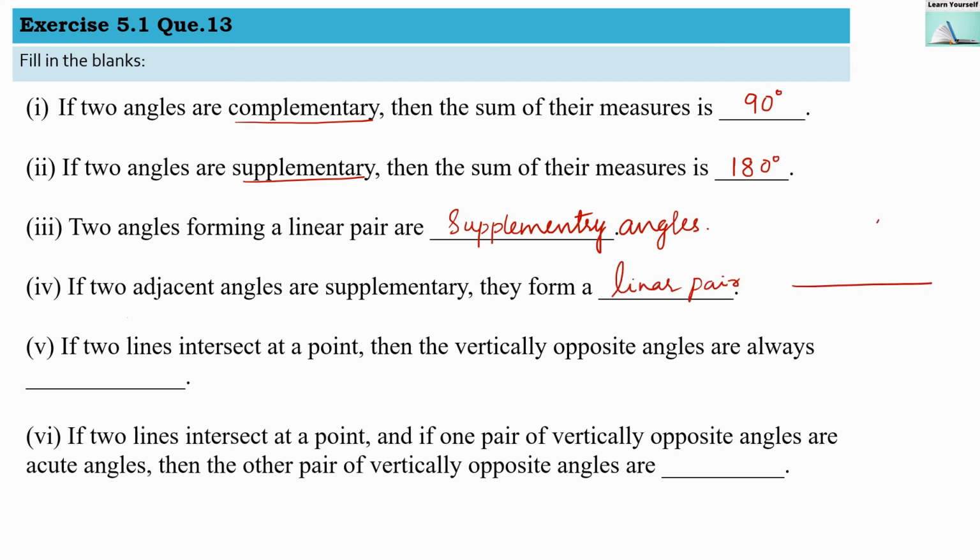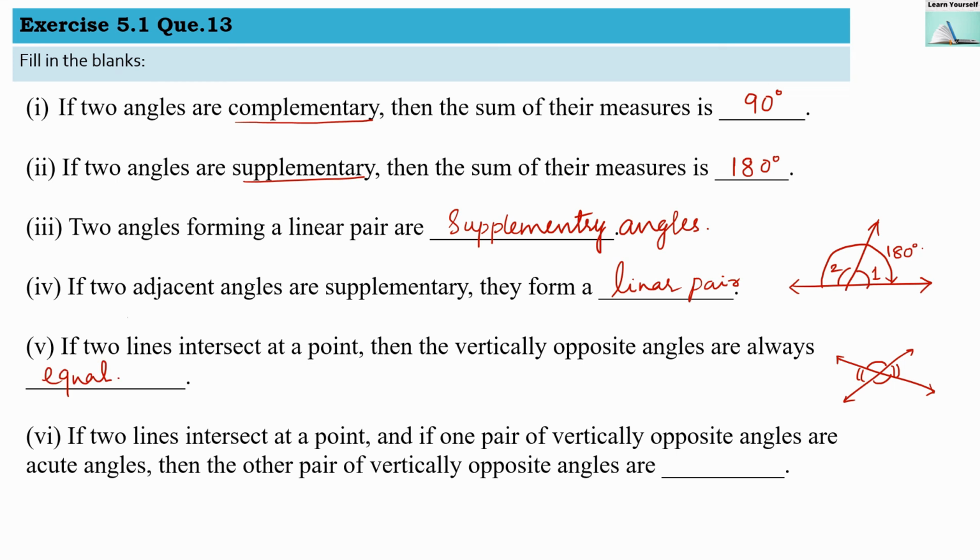For example, these two are the angles, angle 1 and angle 2. They both are adjacent angles as well as they are forming a linear pair. So that's why they are supplementary. The total of these two will be 180 degree. Fifth, if two lines intersect at a point, then vertically opposite angles are always equal. So two lines will be like this, and vertically opposite angles, they are always equal in measure.